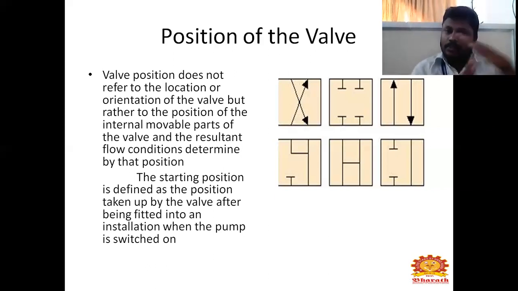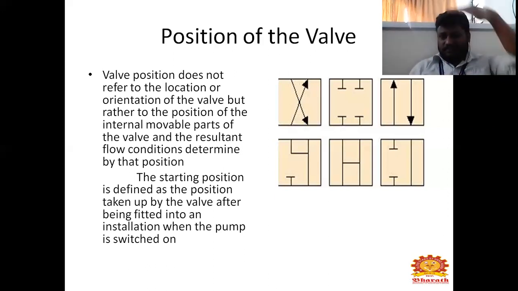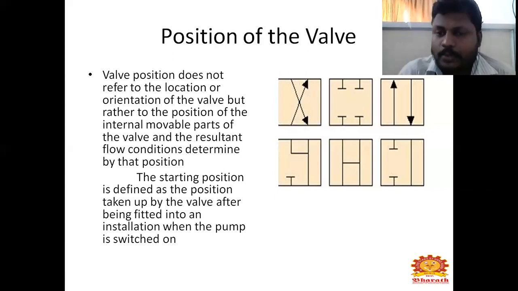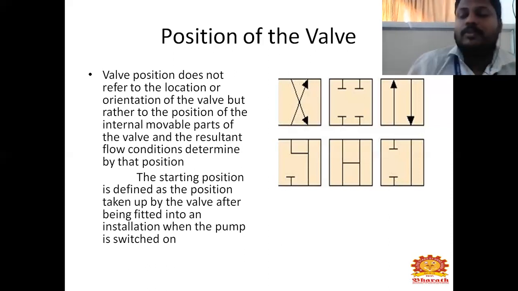If you want an off setup, you can use this position. Flow will not be there either way, and from the bottom also flow will not be there. And this will be changing your direction. If this acts as an inlet, this will act as an outlet, and this will act as an inlet, and this will act as an outlet port. And you can use the position of the valve as per your requirement.